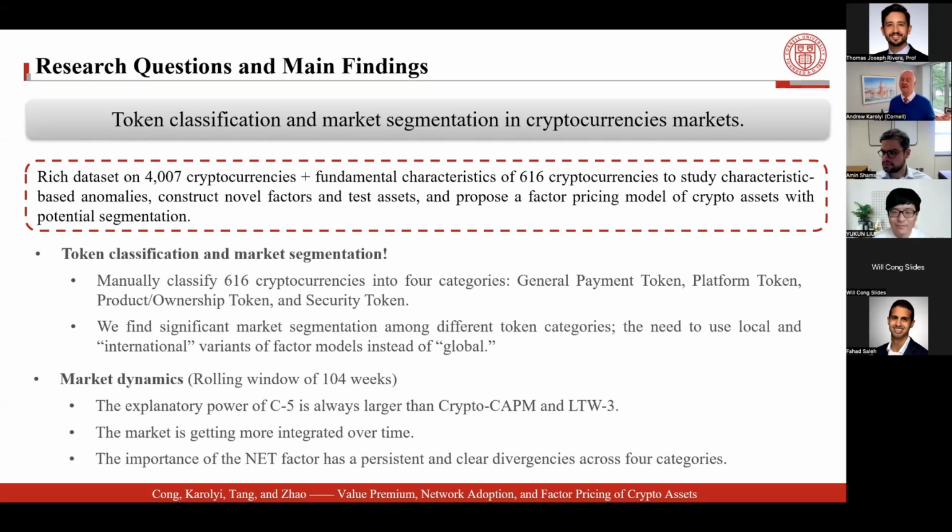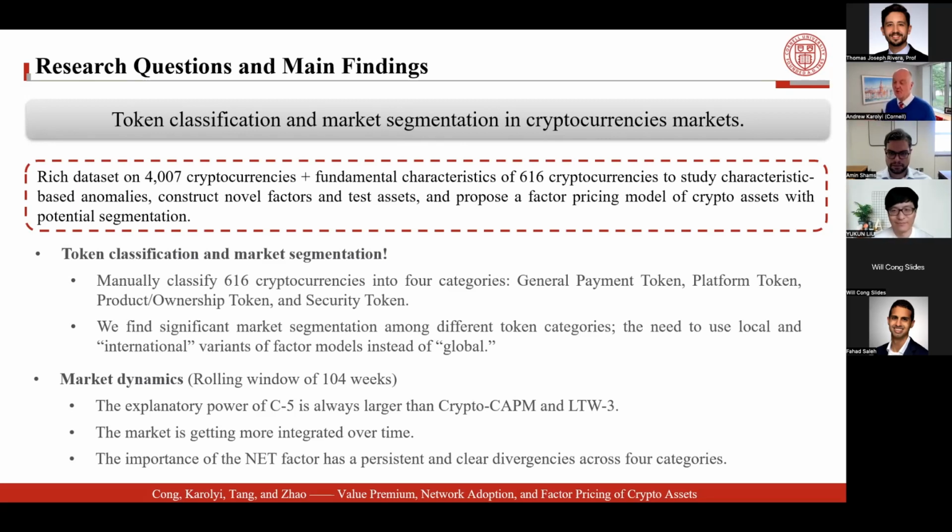Taking the lead from a previous paper, we have these 4 categories of tokens. And we actually find that there are strong market segmentation effects, suggesting that there's a strong concentration of investor interest among the cryptos within these subclasses that is much more important than any kind of integration or cross-class investing that's taking place among the investors to this point.